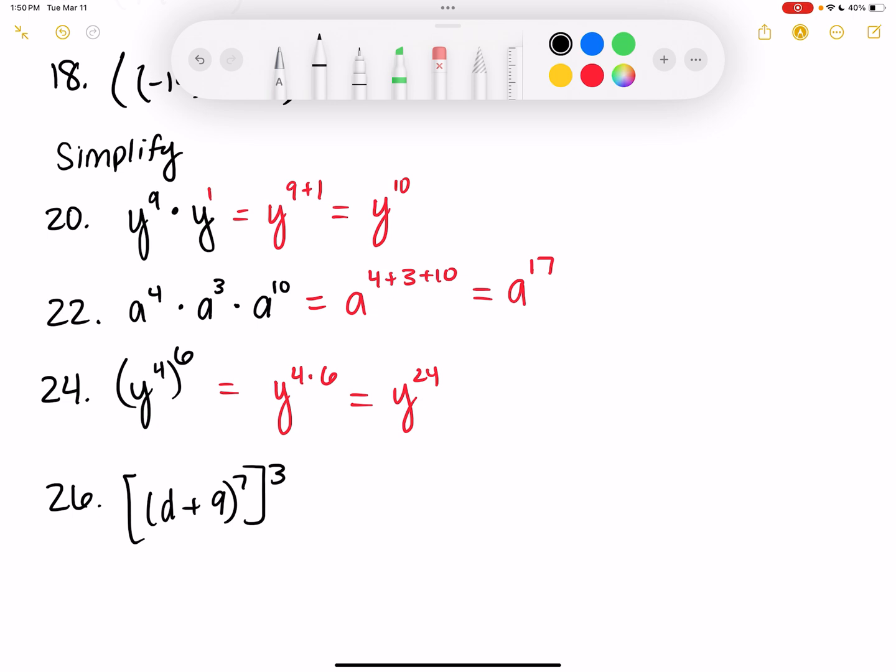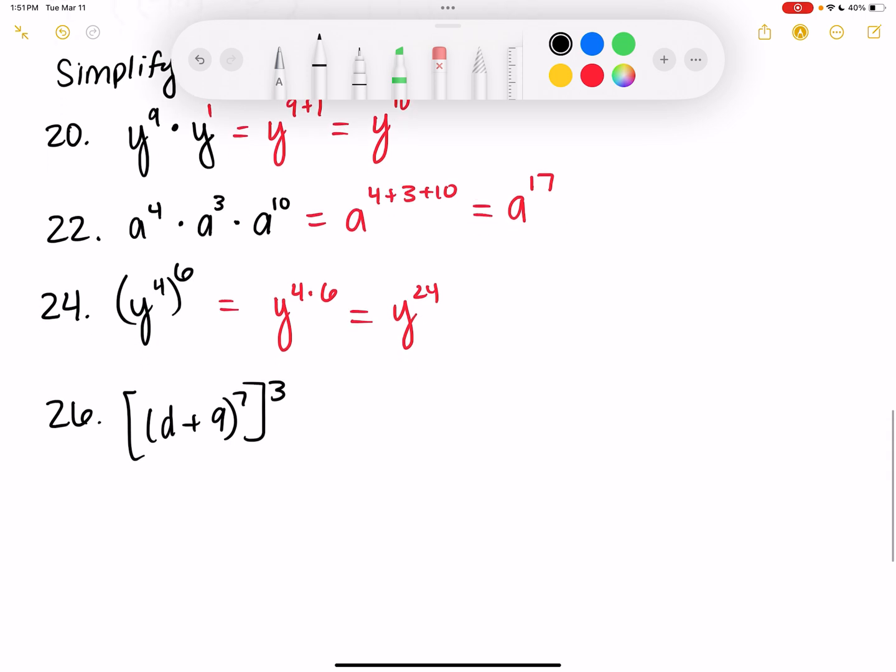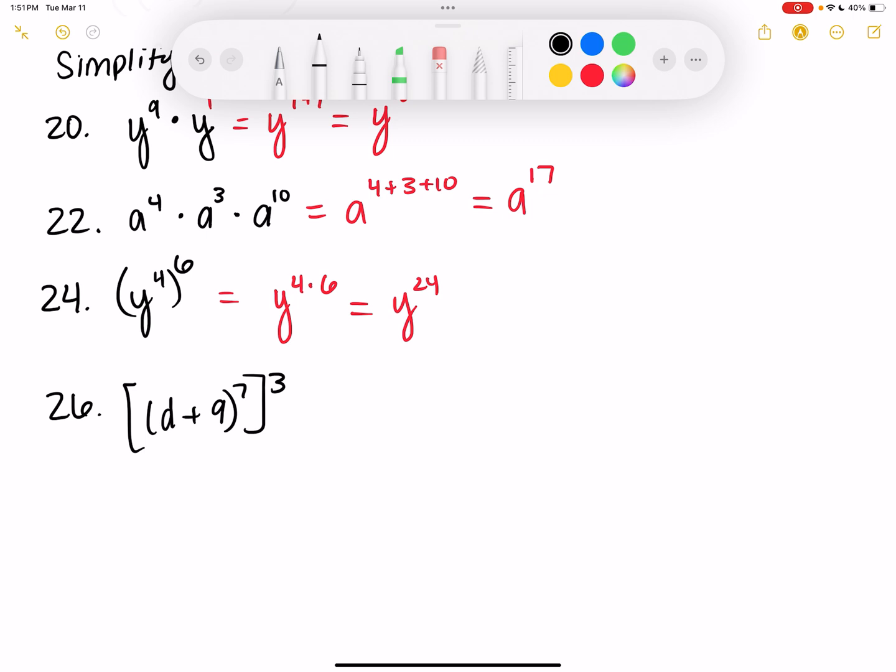What's different about this problem? There's a d plus 9. Everything else has just been a number or a variable raised to a power, then raised to a power. But this one is in parentheses, d plus 9. So Abby, to your question you asked a minute ago, this is somewhere else I would keep those parentheses. There are no negatives here, but I would keep the parentheses. This is still a power raised to a power.